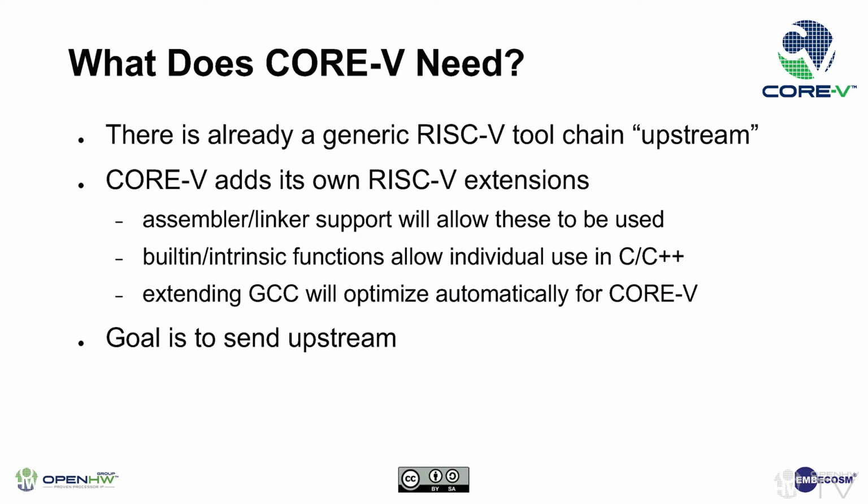So what do we need for Core-V? There is currently a generic RISC-V toolchain upstream. And by upstream, I mean the official distribution of the GNU tools. So official GCC, official binutils. And you can download those, compile them, and they will work on Core-V, but you won't get support for the Core-V specific extensions. So that's what needs to be added, the Core-V extension support, starting with assembler linker support so we can assemble those instructions and use them.